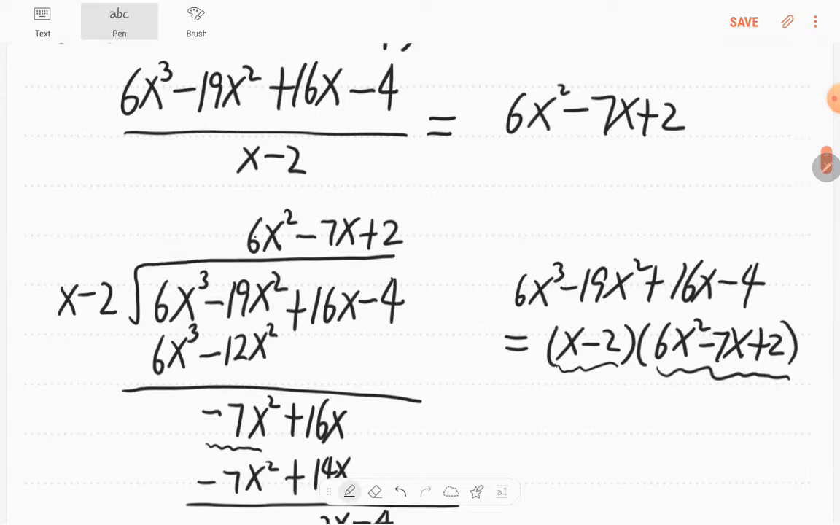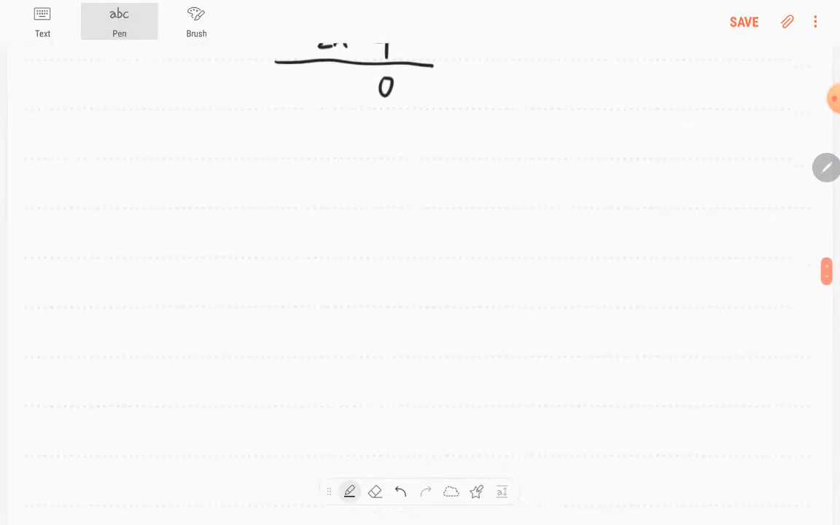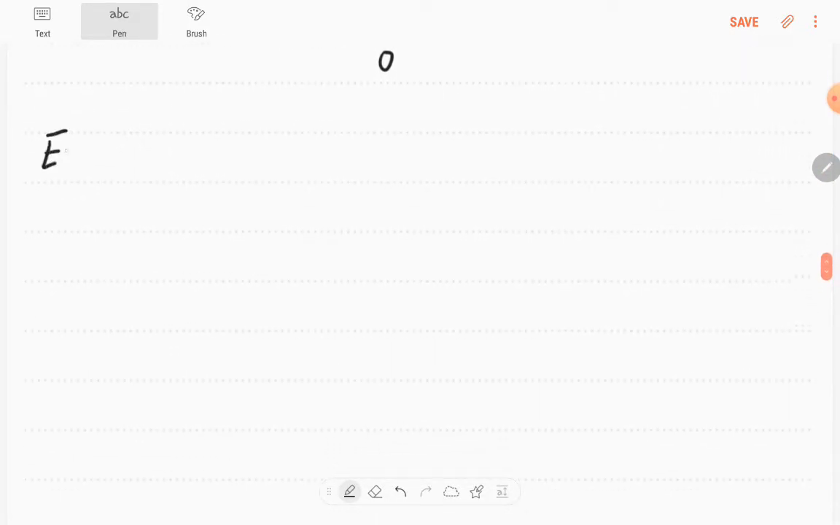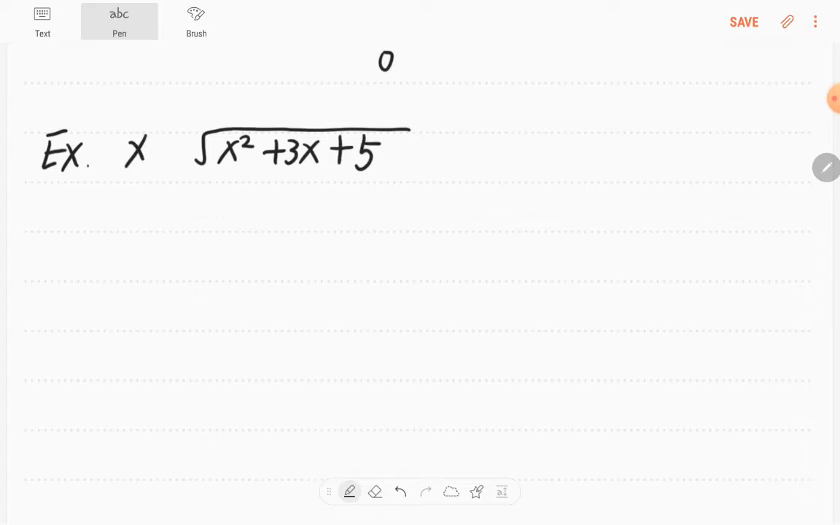Okay, so now let's look at another example. Another example is we want to look at x squared plus 3x plus 5 divided by x plus 1. Okay, so we have two terms in the divisor. So we start from the second term, start from here. Right, 1, 2, right, we start from here.